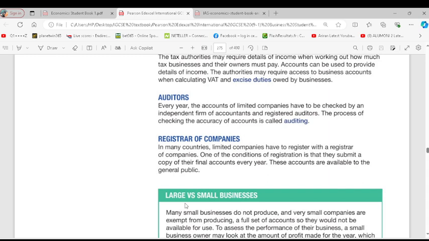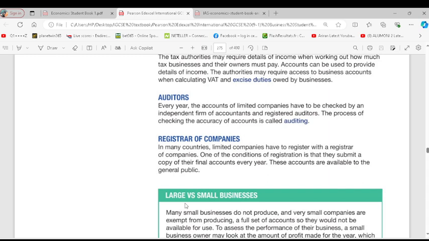The registrar of companies. The registrar of companies are those that allow you to become incorporated. We talked about incorporation, from a partnership to become a limited liability company. For you to become a company, you have to go through the registrar of companies to provide them with your memorandum of association and the articles of association. We talked about it.